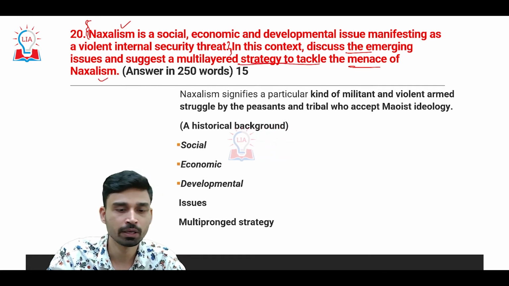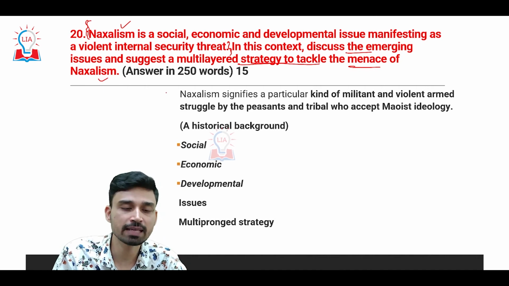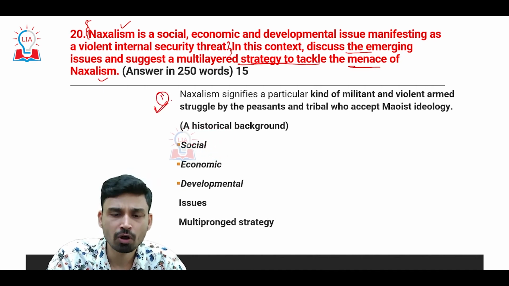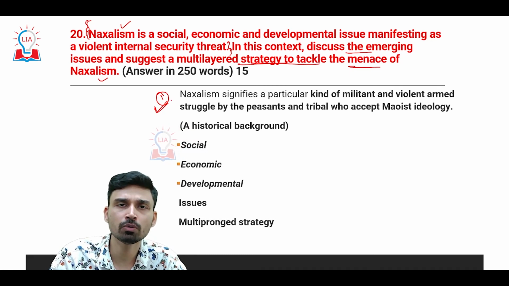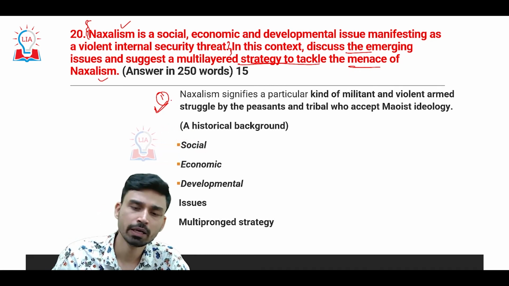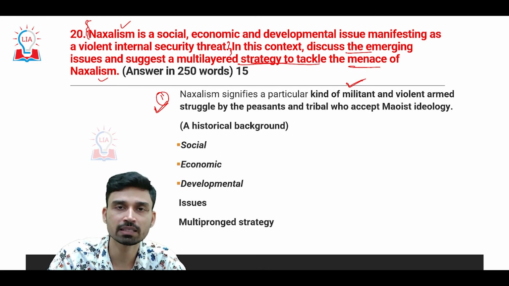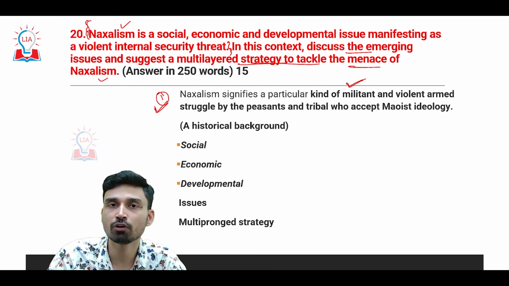Then, in this context, discuss the emerging issues and suggest a multi-layered strategy to tackle the menace of Naxalism. So how could you have written this answer? Simple. First, you could have defined what you understand by Naxalism, or, if you do not want to write in this manner, you could also give a slight background history of Naxalism. So when Naxalism emerged, what is Naxalism, what is the ideology of Naxalism.